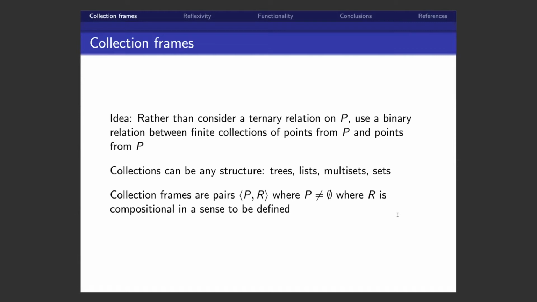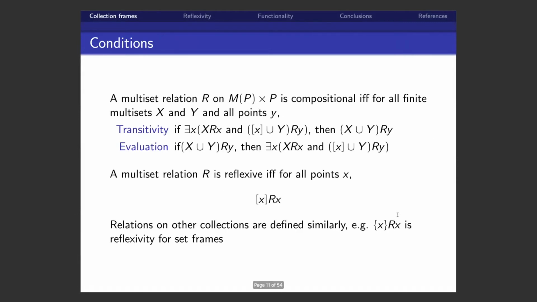And so what does compositional mean? It means this. From multisets, we're going to take the set of finite multisets over a set of points and say it's compositional. This relation is compositional if and only if, for all finite multisets X and Y, and for all points y, we have these two conditions. These are two halves of a biconditional, and they play different roles in the theory, so I find it useful to separate them out.